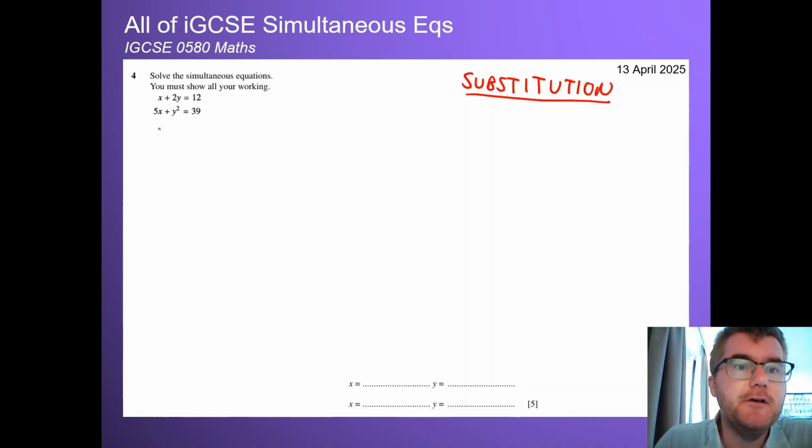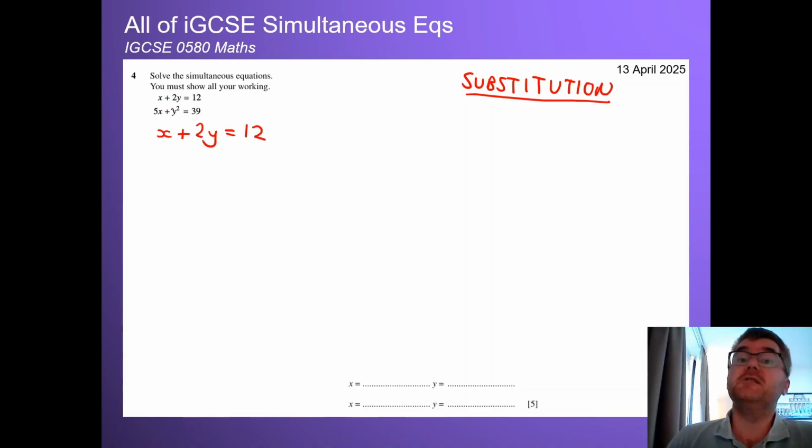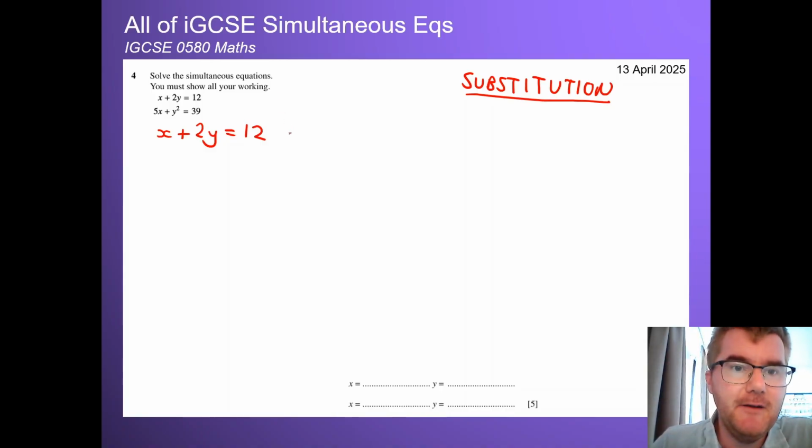So I'm going to take my first equation here. So I've got x plus 2y equals 12. And what I'm going to do is start it in a similar way. So I'm going to times both sides by 5 here. Okay, and you'll see why we're going to do that in a moment. 5 times x is just 5x. Perfect. 2y times 5 is 10y. And 12 times 5 is 60.